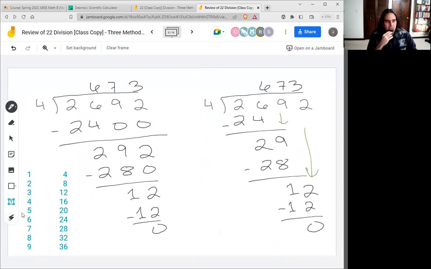Okay, so here is this. If you're watching the recording, or want to come back to this slide later because it's a Jamboard, it will stay around forever, then you can stare at these two and see what happens when we don't write the zeros and instead write the bring down arrows. But it's really the same thing.